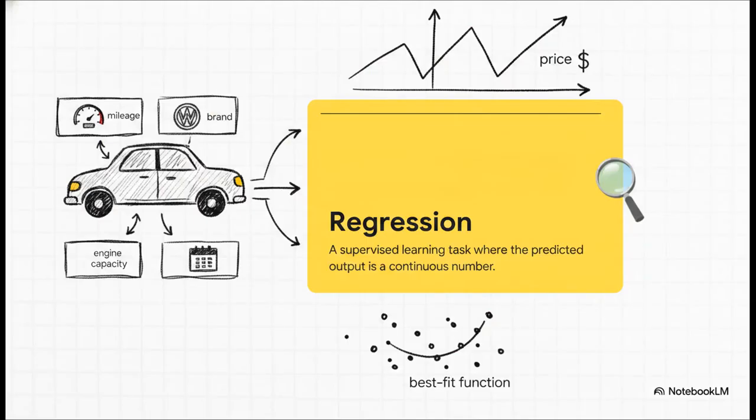So, within supervised learning, one of the absolute most fundamental tasks you'll encounter is regression. By definition, regression is a task where the predicted output is a continuous number. A classic, highly practical example of this is predicting the price of a used car. The inputs, what data scientists call features, might be multiple variables, right? Things like the car's mileage, its brand, the engine capacity, the year it was made. The machine learning program essentially fits a mathematical function to past car sales data to learn exactly how these multiple features predict the price, which is our continuous numerical output.